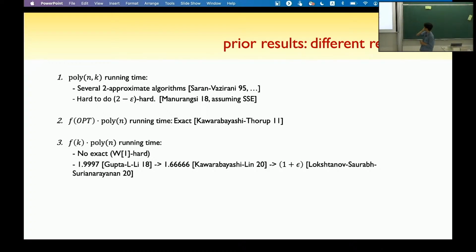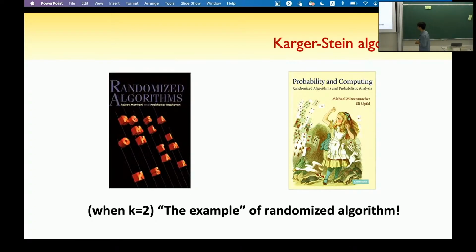Okay, so these are the results for the other regimes. But let's go back to our usual setting and study the Karger-Stein algorithm. In the computer science education and literature, at least when k is 2, when we are solving mincut, this is the example randomized algorithm. When you teach or take a course in randomized algorithms, it is almost always the first algorithm that you learn. It's the first algorithm in the textbook on the left, the third algorithm in the textbook on the right, and so on, due to its simplicity, elegance, and perhaps nice consequences to mathematics.